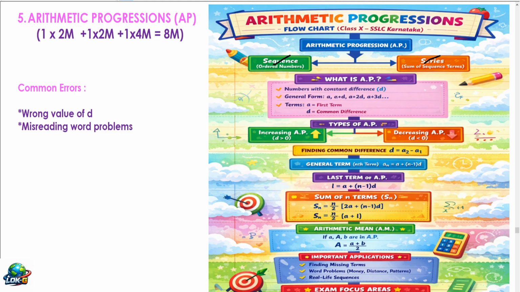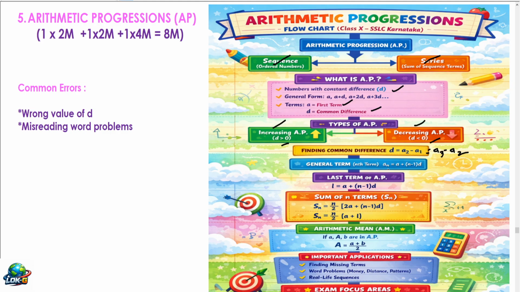What is an AP? The numbers with a constant difference D. An arithmetic progression is defined as the progression in which the difference between any two consecutive terms is a constant. General form will be a, a plus d, a plus 2d, a plus 3d. A is called the first term, D is called the common difference. Types of AP: increasing AP, if D is greater than 0; decreasing AP, D is negative. Finding common difference is any term minus previous term, a2 minus a1, or even you can take a3 minus a2, and so on.